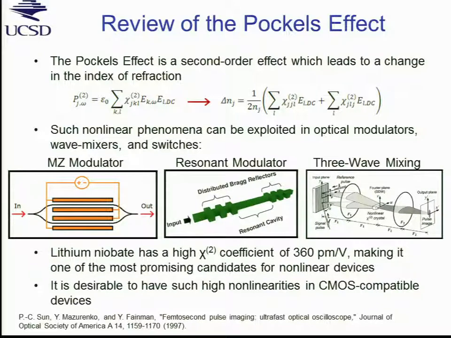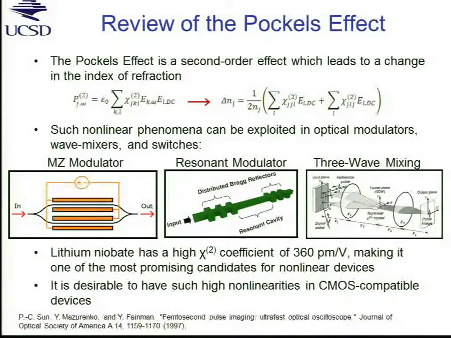It has been demonstrated for this Mach-Zehnder arrangement. We could also do it in a resonant modulator, as I mentioned, as long as the Q of the resonator is not too high. And we actually did work a long time back on three-wave mixing to convert time domain to space domain for ultrafast detection, and that could be a very interesting approach with silicon.